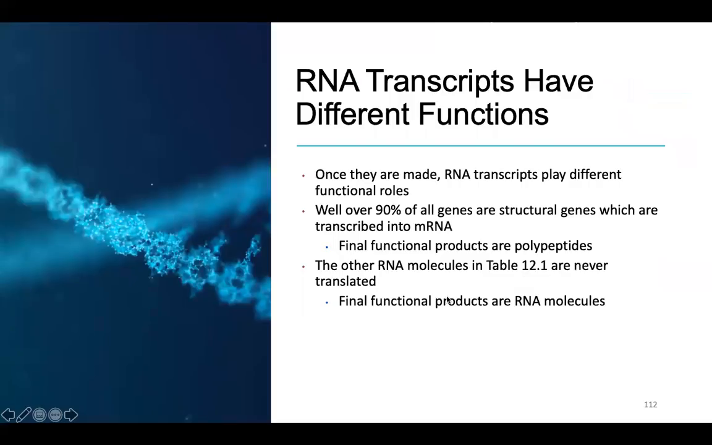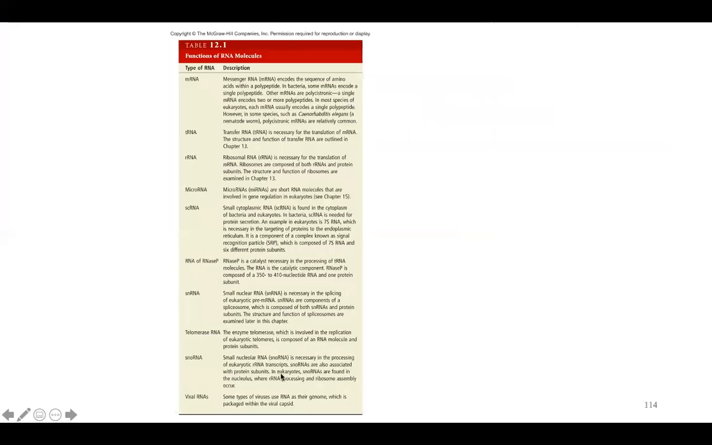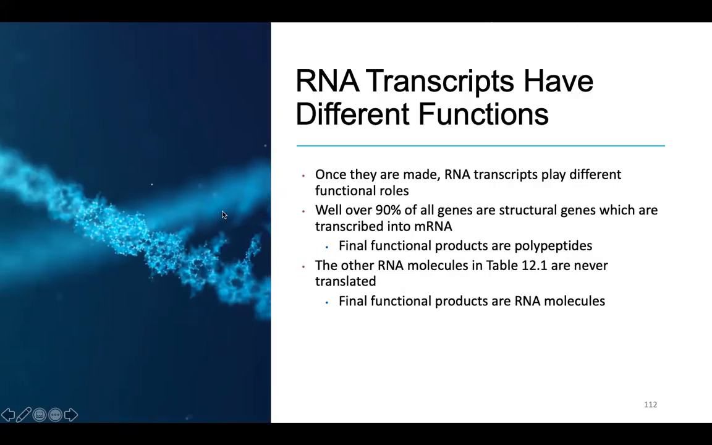RNA transcripts have different functions. Once they are made, RNA transcripts play different functional roles. Over 90% of all genes are structural genes, which are eventually transcribed to mRNA. The final functional products are polypeptides. Other RNA molecules in this table, you see here later, are never translated. It's only the mRNA that is translated.